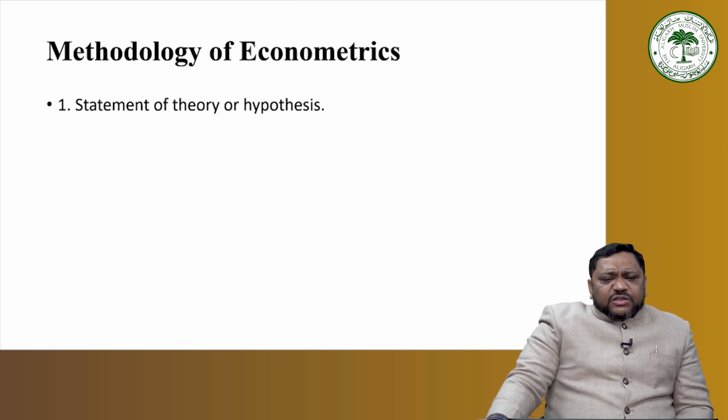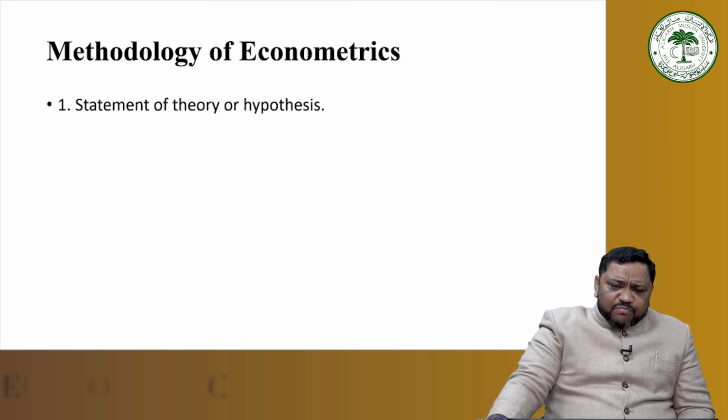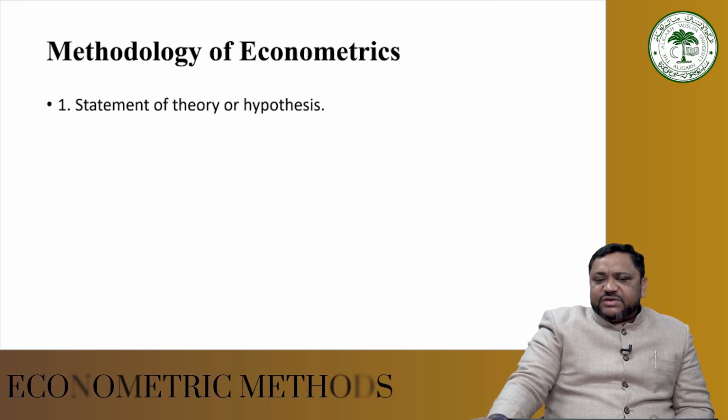So, we have delta C upon delta Y. This is more than 0 and less than 1. This is more popularly called the marginal propensity to consume. As economic theory is qualitative in nature, it simply states the relationship between variables.